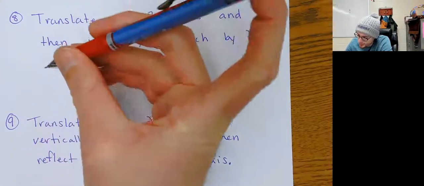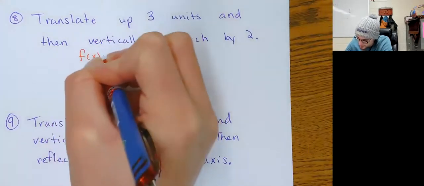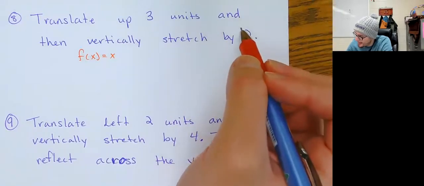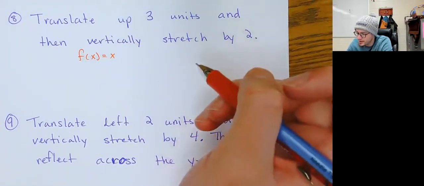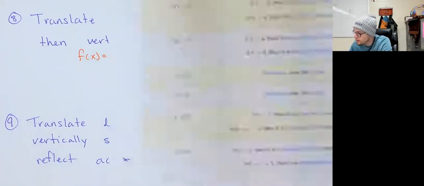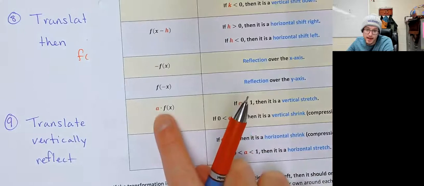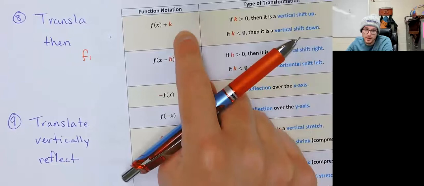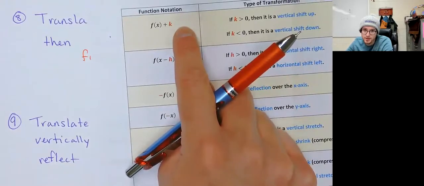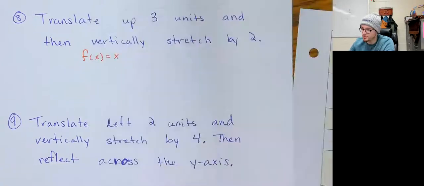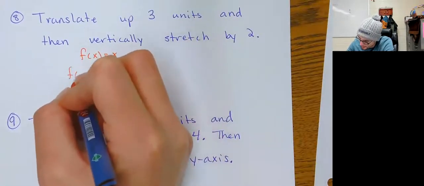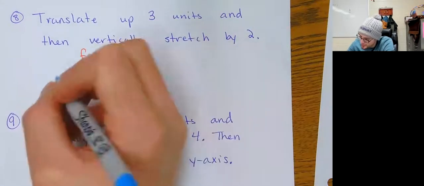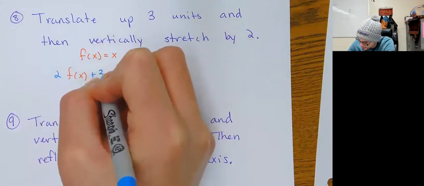Translate, so we're still doing f(x) = x. So we're going to translate up 3 units and then vertically stretch by 2. So up 3 units means we're going to add 3, and a vertical stretch means we're going to multiply the entire function by 2. So we're going to have f(x), we're going to multiply the entire thing. Oh, I'm sorry, up 3. So we're going to multiply the entire thing by 2, and we're going to add 3.